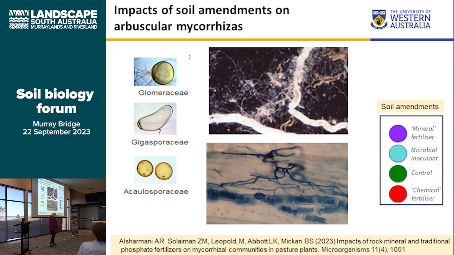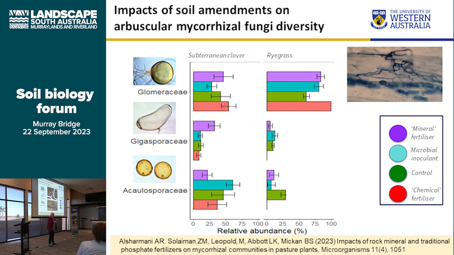Now, similarly, in this study, we looked at soil amendments, so mineral fertiliser compared with a microbial inoculant, whole group of bugs, and a chemical fertiliser, and we said, how did these amendments affect mycorrhizas? So this is again a DNA study. We identified them using DNA. So we've got the three fungi, we've got the treatments with these different fertiliser or inoculant. We looked at the relative abundance in clover and ryegrass.